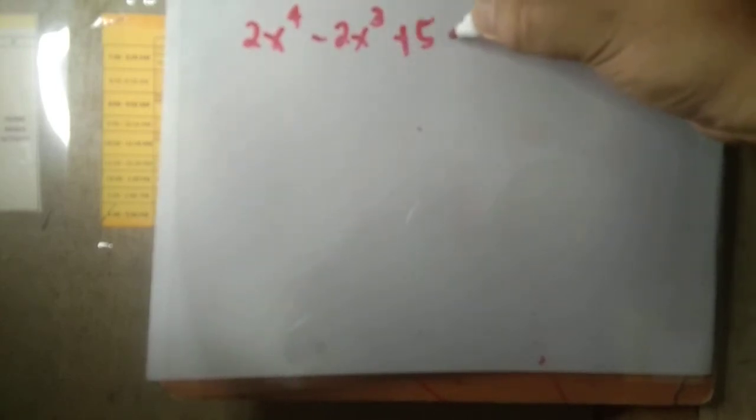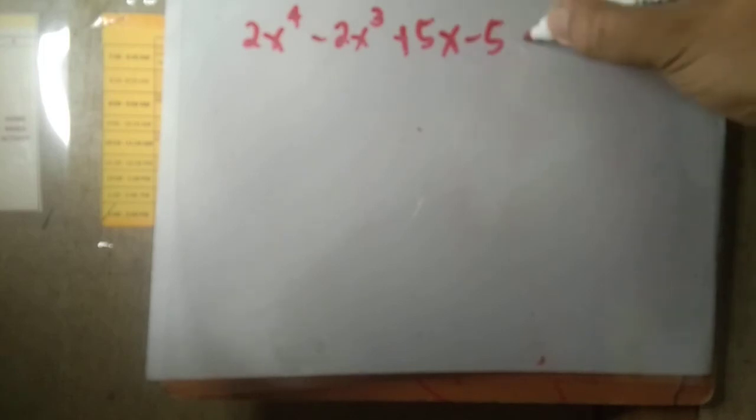Okay, let's have now this example right now. Let me just adjust my camera again here. So 2x to the 4th minus 2x cubed plus 5x minus 5 divided by x minus 1.